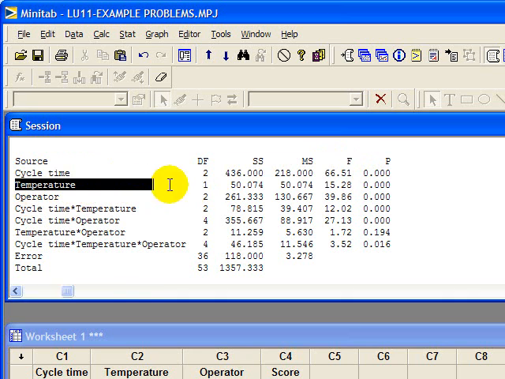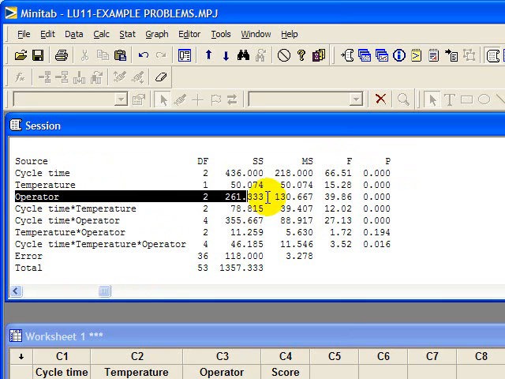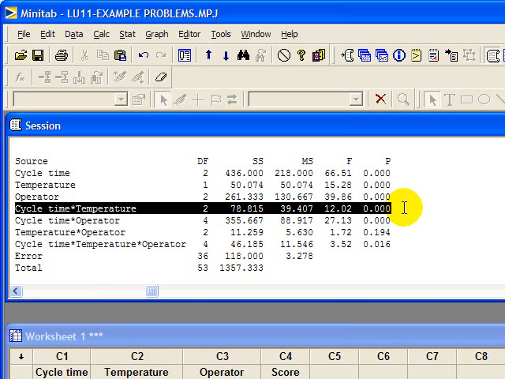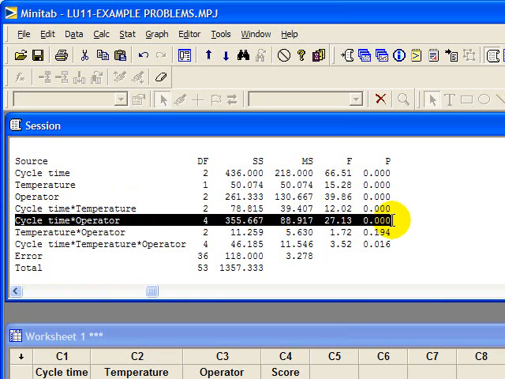Similarly, temperature, you can see p-value is again less than alpha value, so main effect of temperature is also significant. Operator, again p-value 0, it has significant effect. Now the interaction effect of cycle time and temperature, again p-value 0, this interaction has significant effect on the model. The interaction between cycle time and operator, yes, p is almost 0, so this interaction has significant effect.